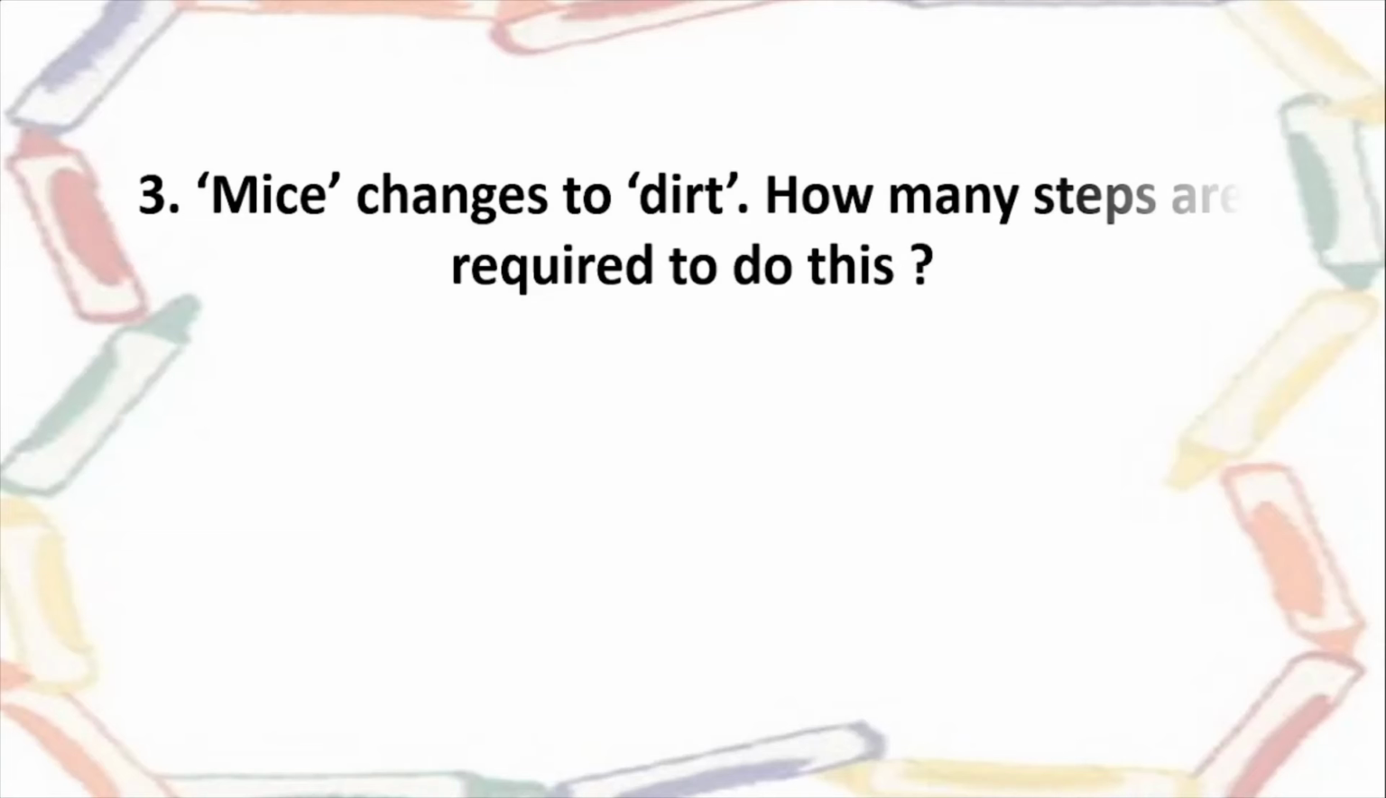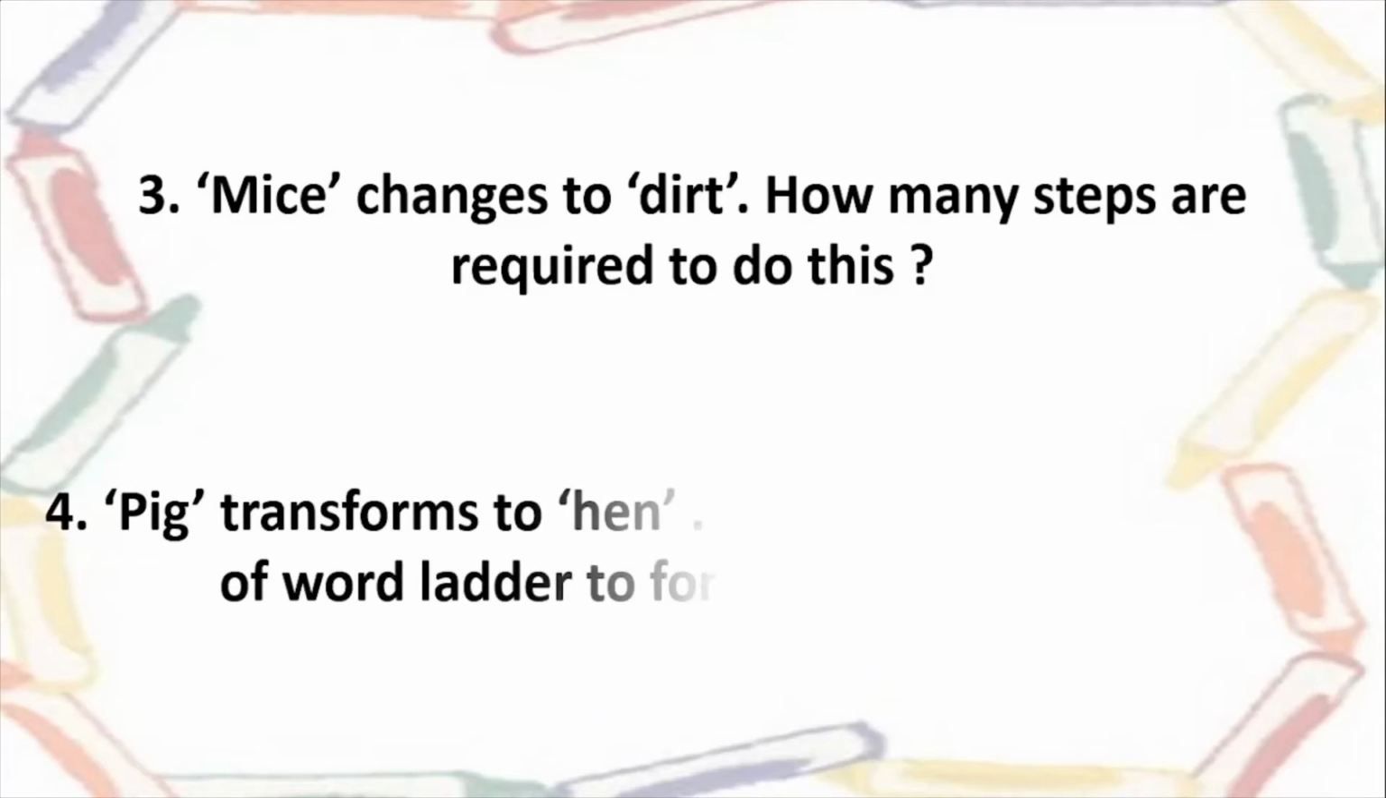Coming to example number 3, or pattern number 3. This is also just, these words are used only for example. Okay, mice changes to dirt. How many steps are required to do this? So when you write the word mice and then you go on changing it, okay, till you come to dirt, how many times or how many steps will be required to do this? Changing mice to dirt. You have to find out.